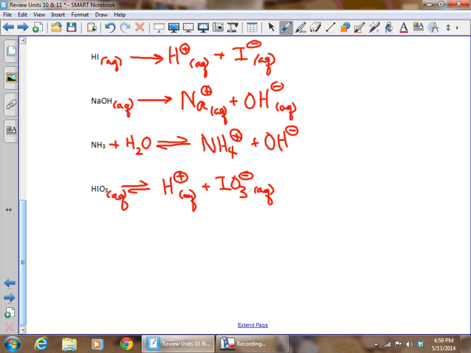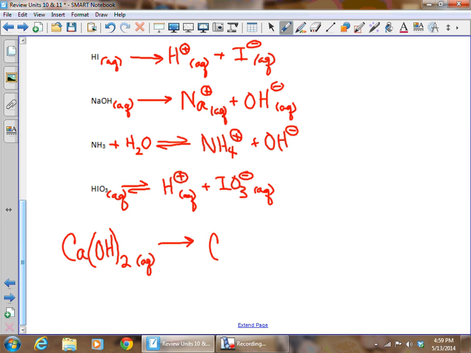Now I do want to show you one more because there's going to be one like it on the test, and that's for something like calcium hydroxide. If we have calcium hydroxide, it is a base. It is a strong base. Calcium's in group 2A, so it's going to be strong, so it's going to be a single arrow.